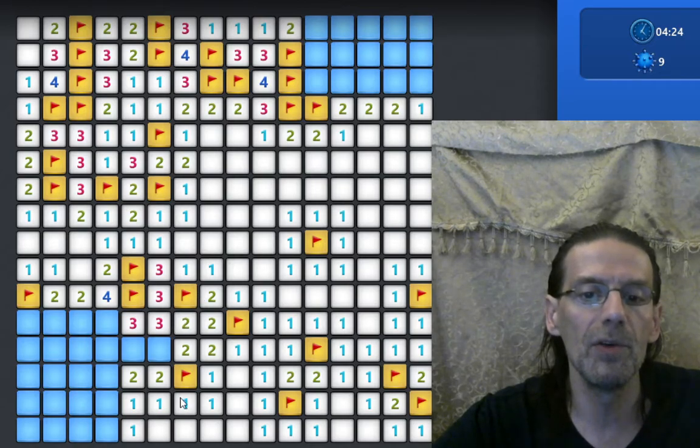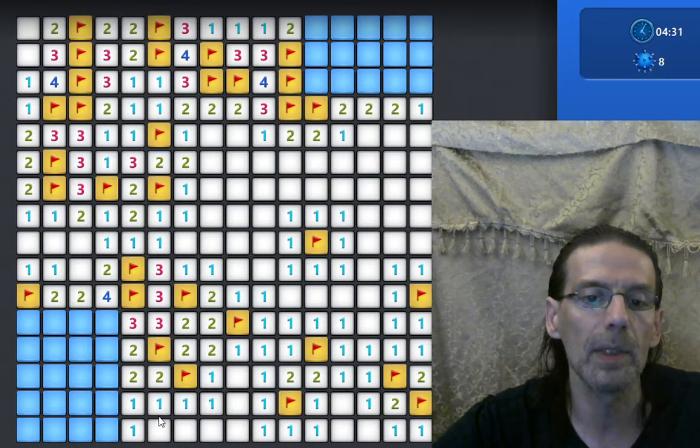Now what? This 2 or this one, either way, is touching a single flag, meaning this one has to be. This 3 now has 3 flags. That one cannot be. What else do we have?